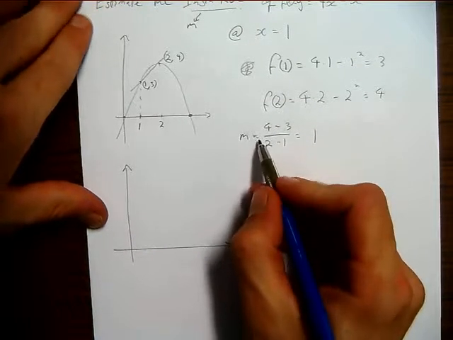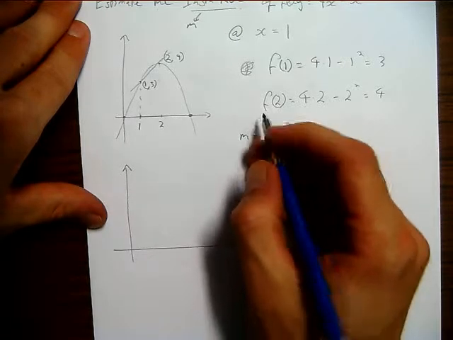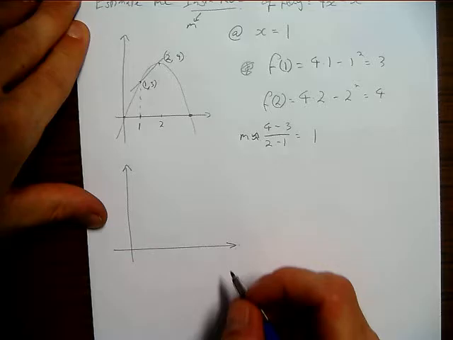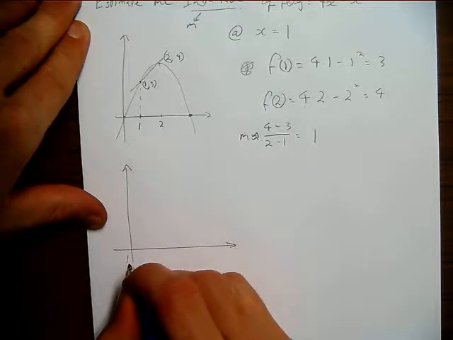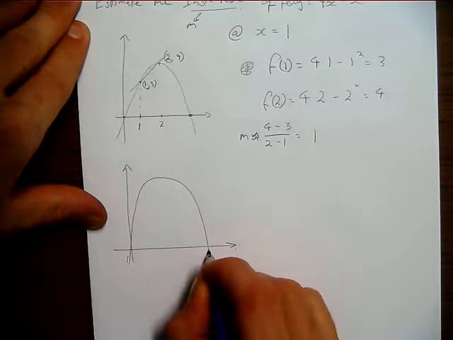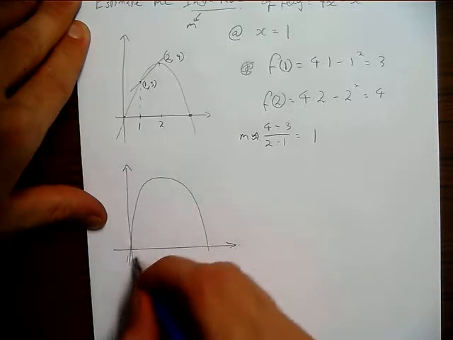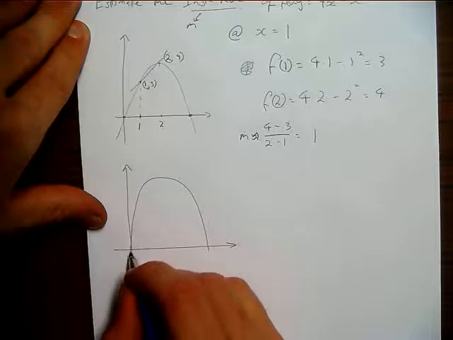So I should add, when I'm writing m equals, this is really m is approximately equal to, because this isn't exact. So I'll draw my line again. I'll try and make it a bit more of a parabola. Oh, that's still not great. Just ignore that line.